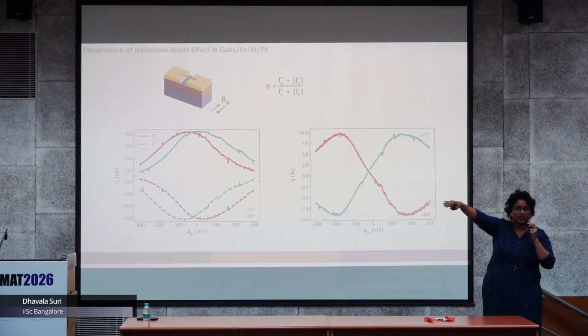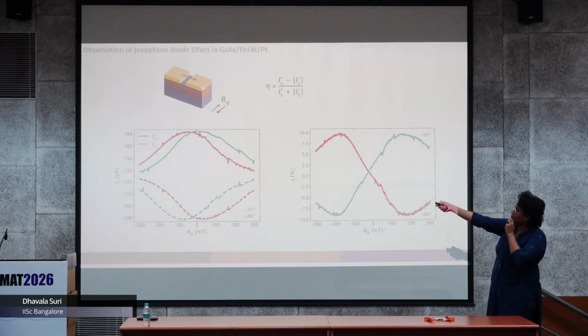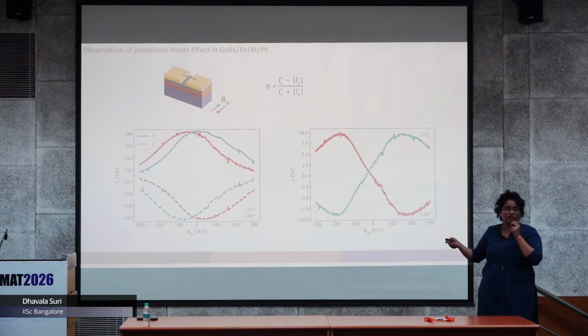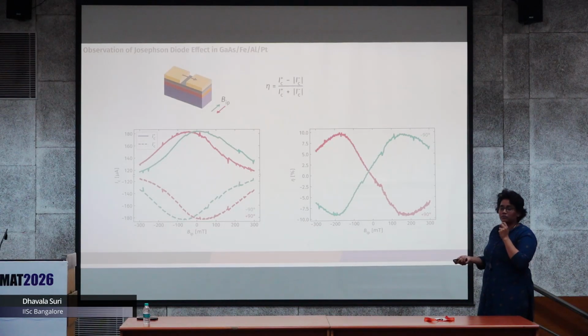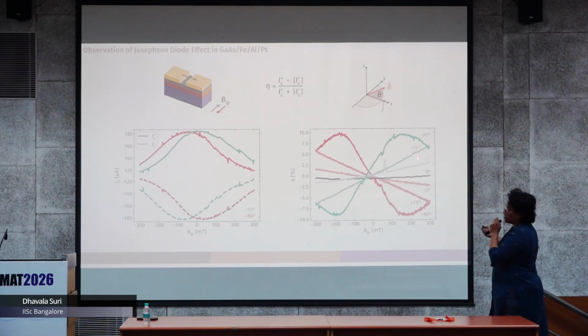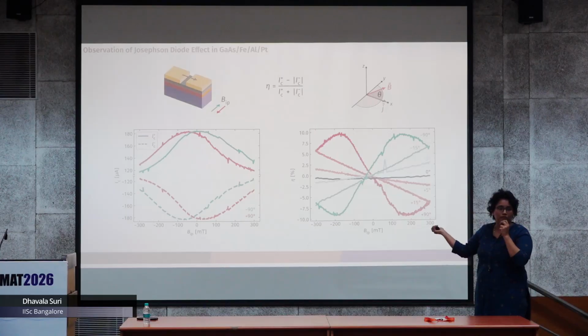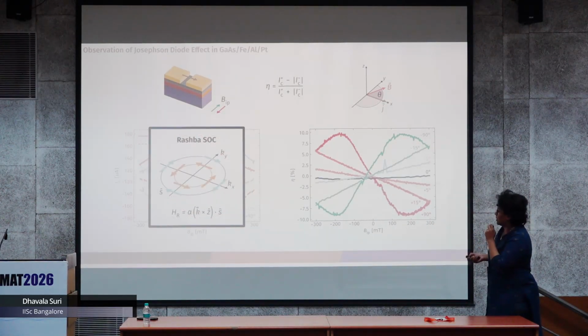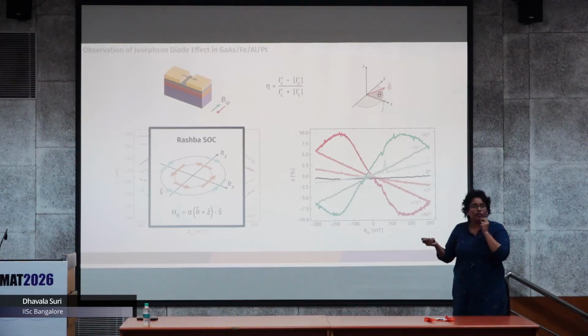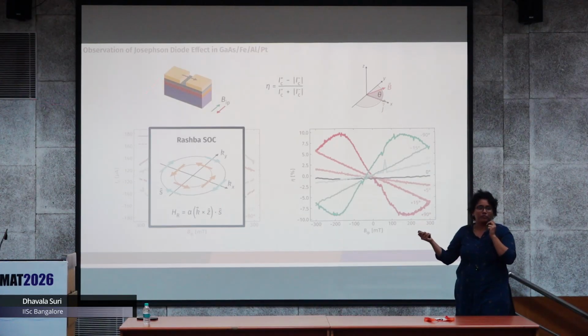You change from plus 90 degree. So 90 degree basically means you have current perpendicular to the junction, and then you go minus 90 degree, you have perpendicular going in the other direction. So you see for any other direction, it smoothly sweeps through. And this is a hallmark of magnetochiral anisotropy arising from interfacial Rashba spin-orbit coupling.